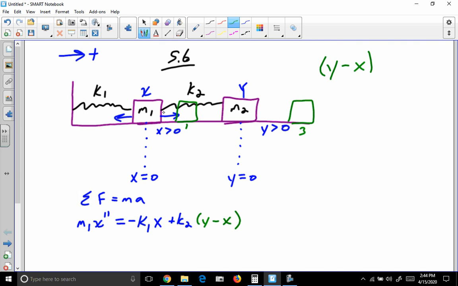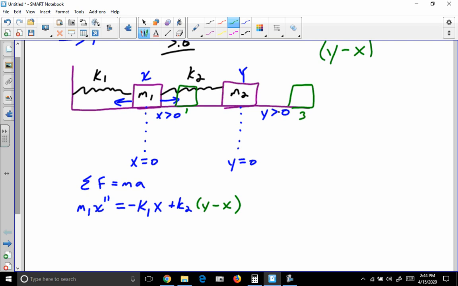So that's the forces exerted on that particular block. Now if we do that for the other block, then that mass times its acceleration, its position given by y, so its acceleration is y double prime, equals the only force pulling on that one. There's nothing pulling it to the right, so we have a force pulling it to the left, so negative K2 times the displacement of that spring, which we demonstrated earlier as y minus x.